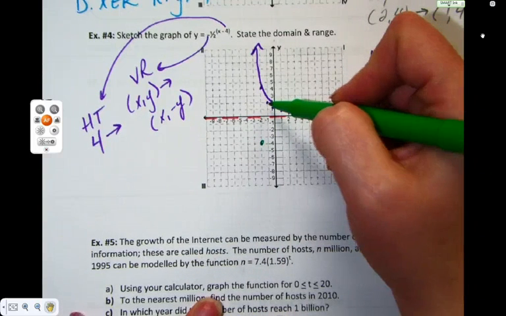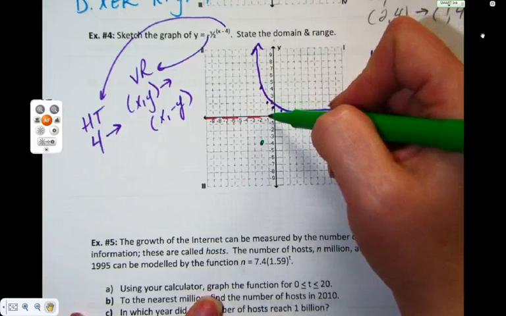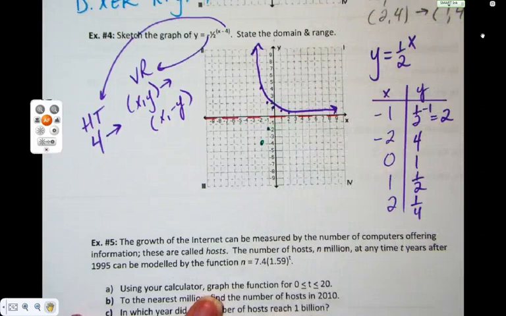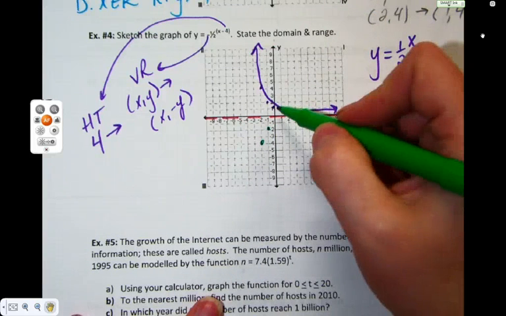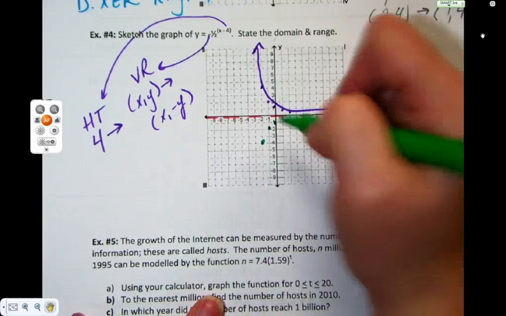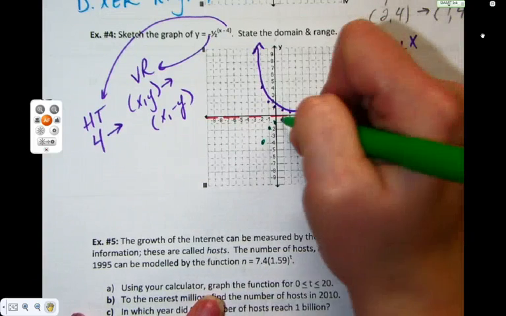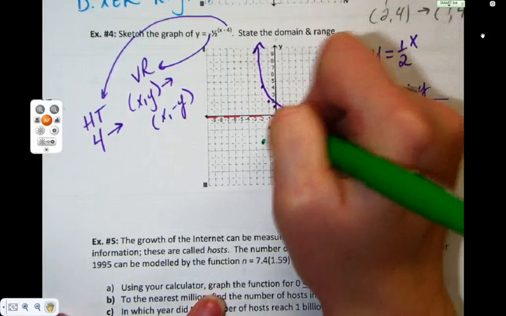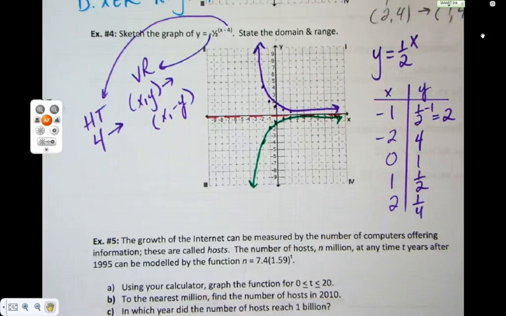Negative 1, 2 is going to go to negative 2. 0, 1 is going to go to negative 1. And we're going to pause and say, did I do what I said we were going to do? Did we flip this thing vertically? So top went to bottom, bottom went to top.